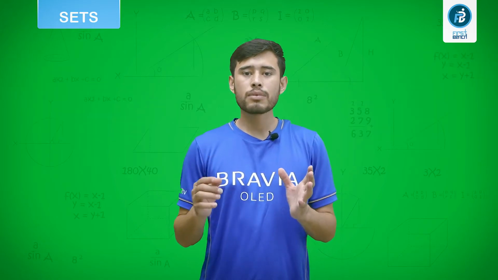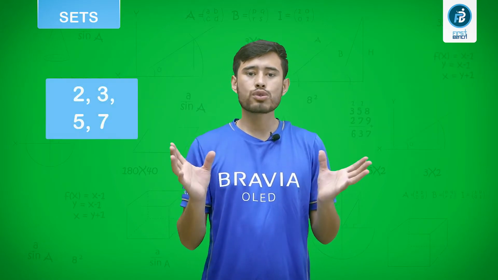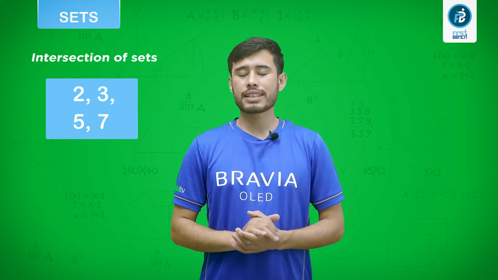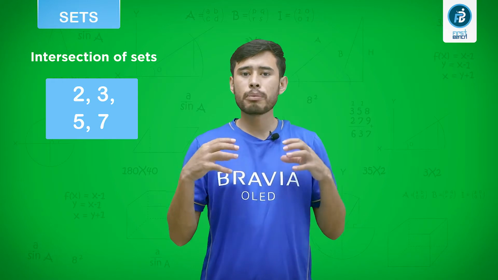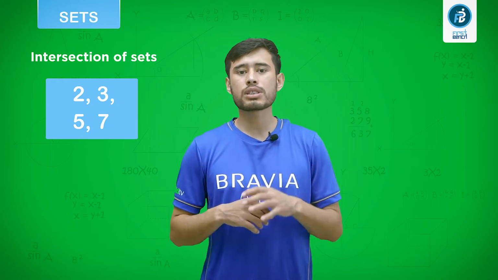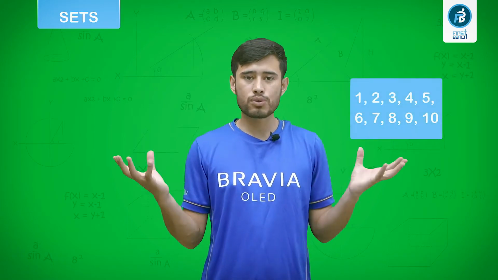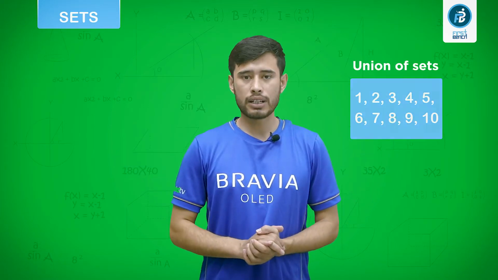Now the common elements, that is 2, 3, 5 and 7 we got, are called the intersection part. When two sets meet each other, the elements enclosed in this part are said to be the intersection, and all the elements of these two sets without repetition are called the union of sets.